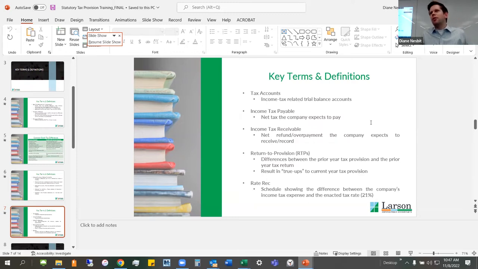And then your rate rec is an important part. When you do your tax provision, there are required footnotes, and so the rate rec is a big piece of that. The rate rec proves out why there's a difference if you take your pre-tax book income and multiply by the tax rate. You might expect, well, that would be what my tax should be, but it's not going to look like that. And so your rate rec shows what are all the differences that get me from 21% of my pre-tax book income to what tax I'm actually recording.